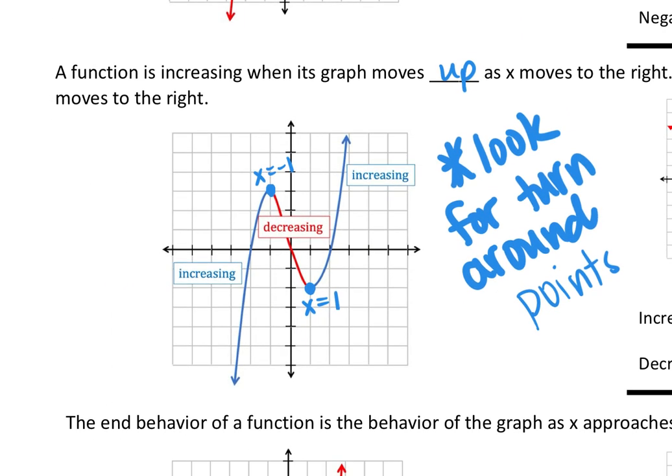So we are looking for these x values, or the x values of these turnaround points when we describe the intervals of where it's going up and where it's going down. Okay?